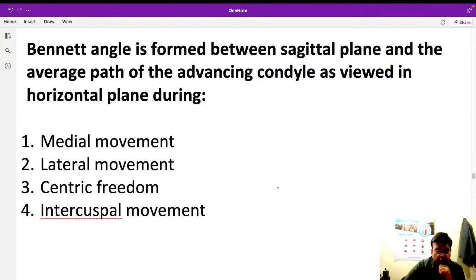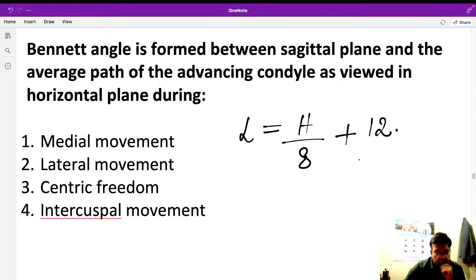Which kind of movement? Very good. It is lateral movement. And what is the angle? L is equal to H by 8 plus 12. So L here stands for Bennett angle, right?